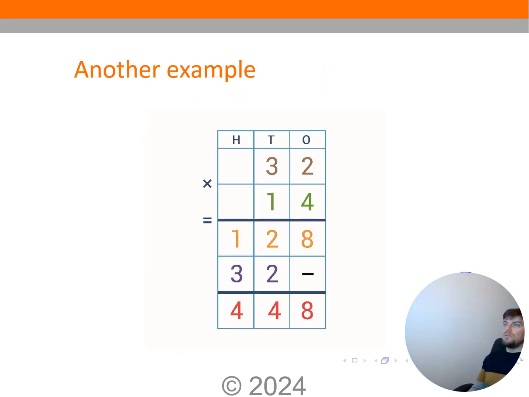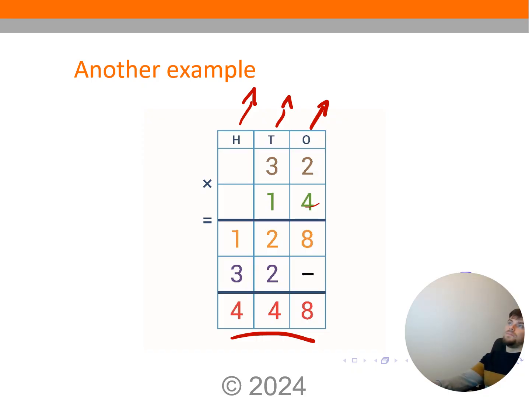So here's an example of looking at it from ones, tens, hundreds. We do 32 times 14. We know that 2 times 4 is 8, 4 times 3 is 12, so that's 128. Then we've got 320 when we do 10 times that. Add them together and we get 448. Any questions on that?